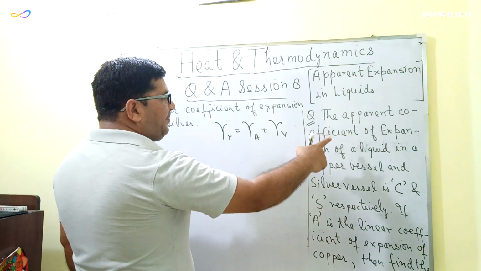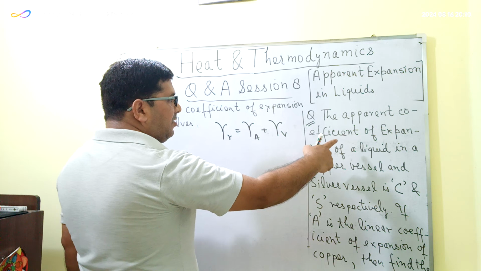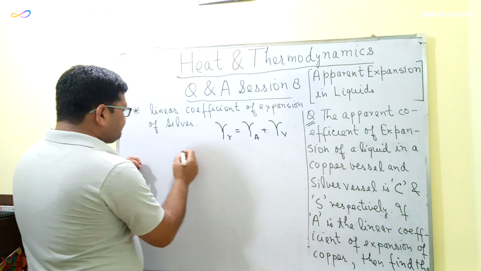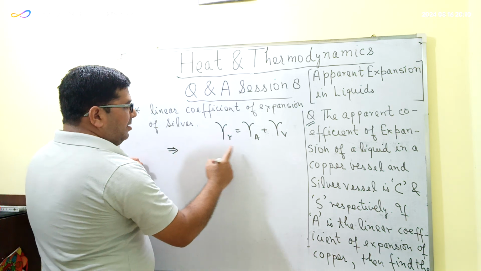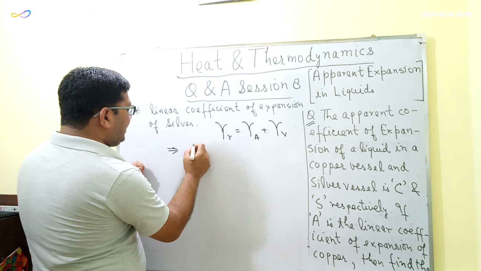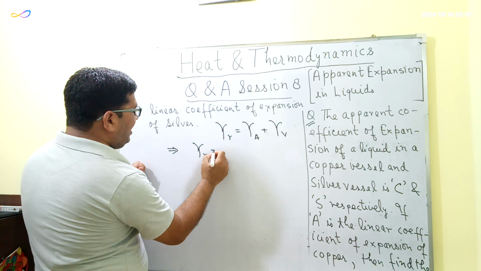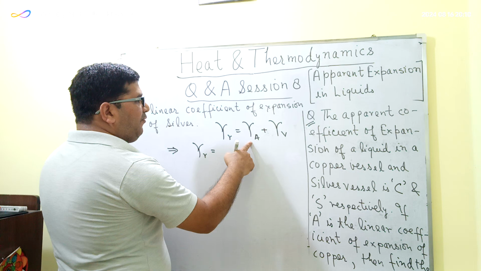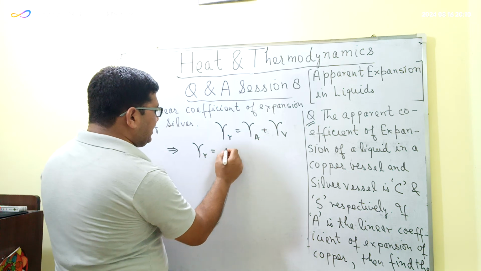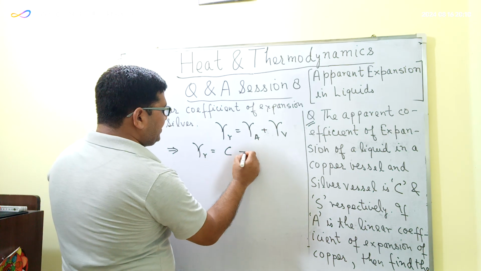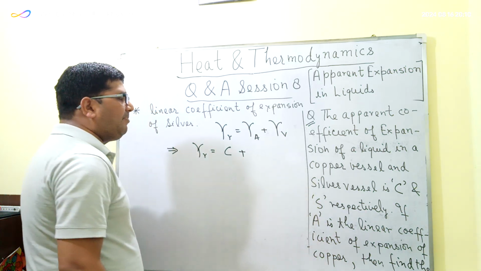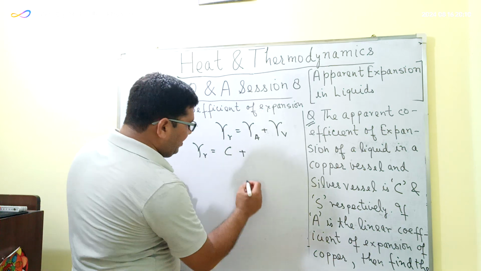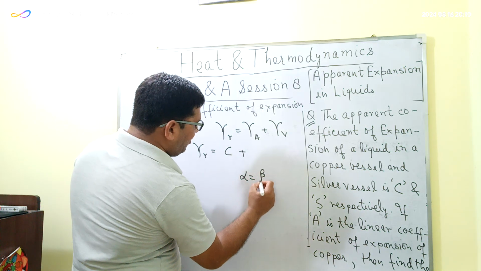We have been given the apparent coefficient of expansion of the liquid in the copper vessel as C. So by using this equation, I will be getting gamma R. Now gamma R is the coefficient of real expansion of the liquid, and the coefficient of apparent expansion of this liquid in the copper vessel is C. So C plus gamma V, the coefficient of volume expansion of the vessel in which it is kept. Now we also know that alpha is equal to beta upon 2.